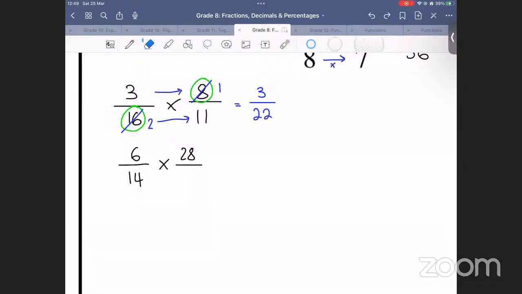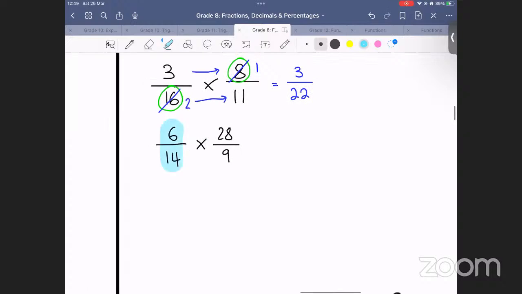Okay, yeah, sure. Let's just do this. 28. So 6 over 14 times 28 over 9. So remember I said you don't have to cross simplify. You could simplify from top to bottom. For example, 6 and 14. I know that I can divide both of those by 2. When I divide 6 by 2, I get 3. When I divide 14 by 2, I get 7.